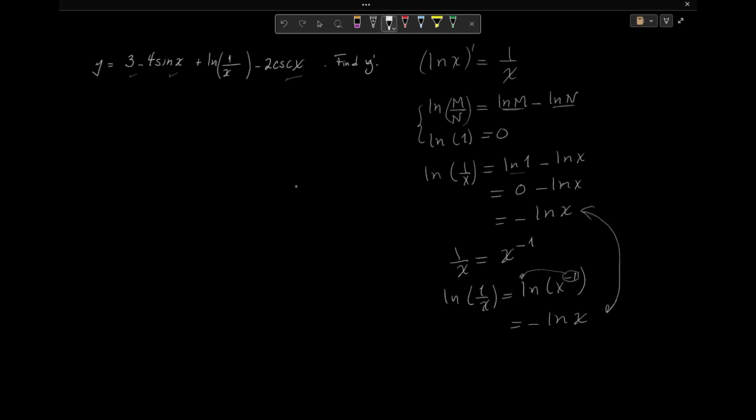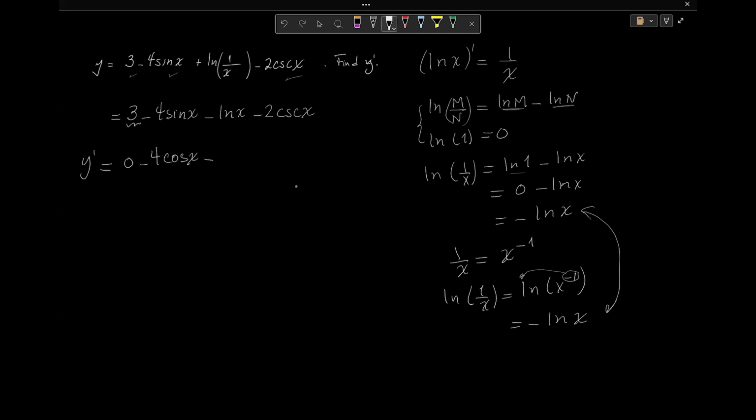So now we simplified the problem into something we can work with. Let's rewrite it: 3 minus 4 sine x minus ln of x minus 2 cosecant x. Now take the derivative. The derivative of 3 is 0 because it's a constant. Minus 4 times the function of x, so the 4 comes along for the ride. And now I take the derivative of the sine, which is the cosine of x.